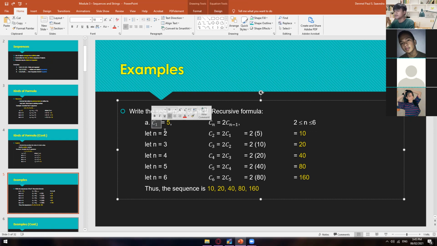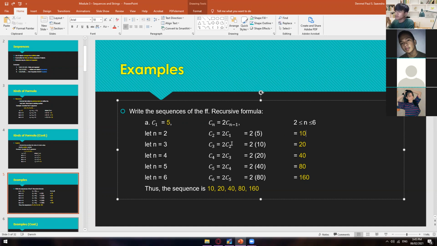So this is your first term. This one now is for the second term. So let n is equal to 2. So all you need to do is put it in here, okay? So 2c sub 2 minus 1 is equal to c sub 1. So what is your c sub 1? It's 5. So 2 times 5, so just change this 1, c sub 1, to its corresponding value, which is 5. So 2 times 5 is 10.